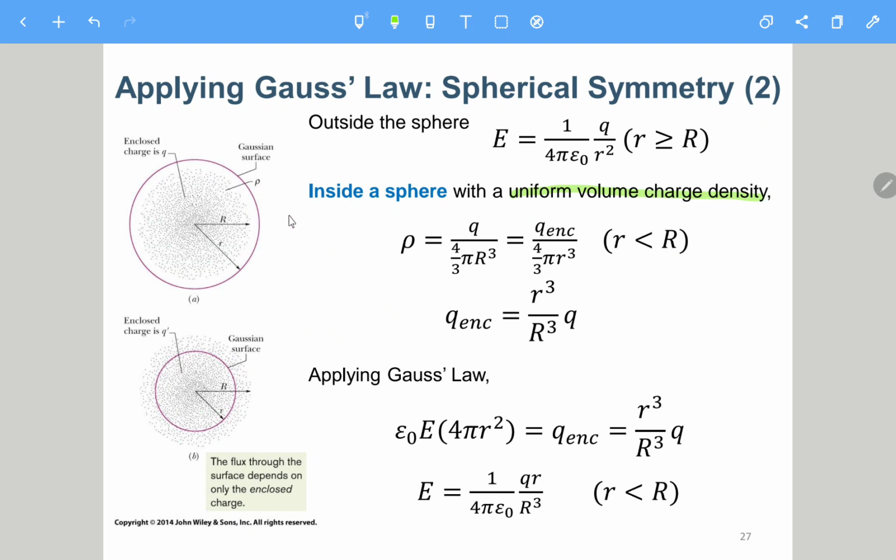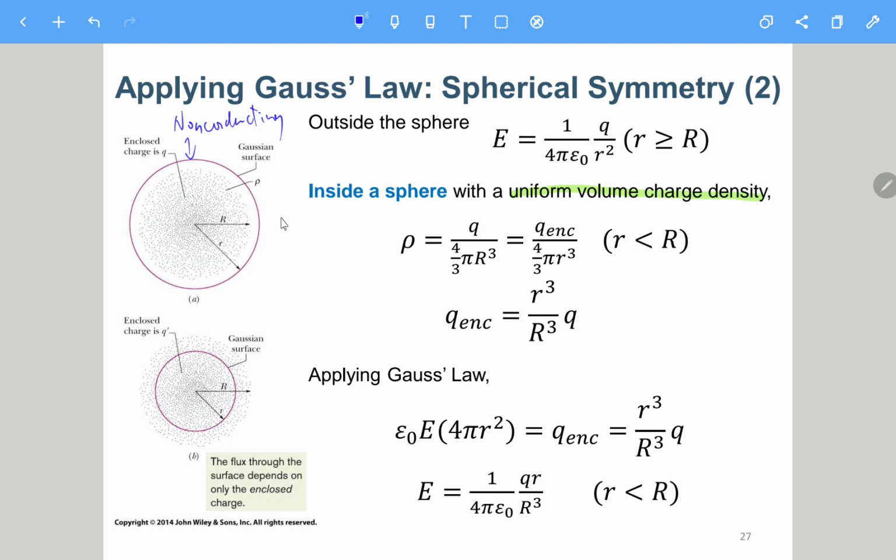In that case, I will also mention that this is non-conducting. After saying that it is non-conducting, the charge cannot go elsewhere. So the charge distribution must stay forever. So here we have a sphere with a uniform volume charge density.